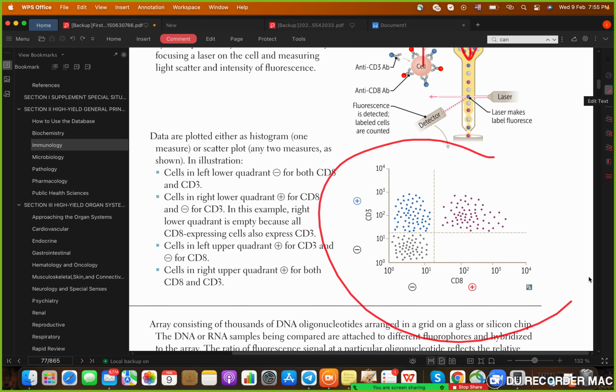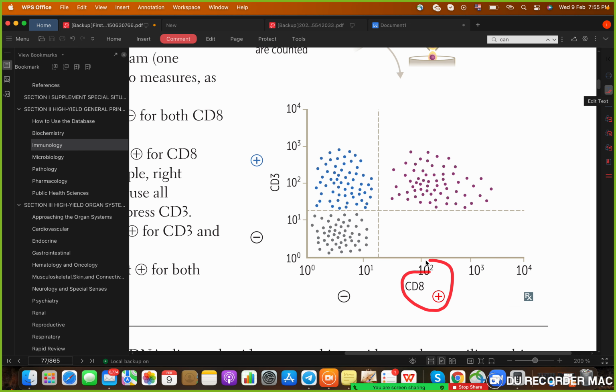For the USMLE, and even for real life, you must be comfortable reading this table. Here they say CD8 negative, positive. So if it's less than this, it's negative. If it's more than this, it's positive. And the same with the CD3. If it's less than this, it's negative. If it's more than this, it's positive. So if a cell is located here, it's CD3 negative and CD8 also negative. So it's not a T cell at all. It could be a B cell, but not a T cell for sure.